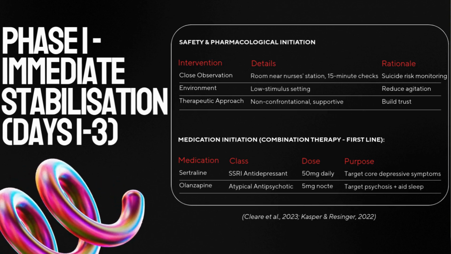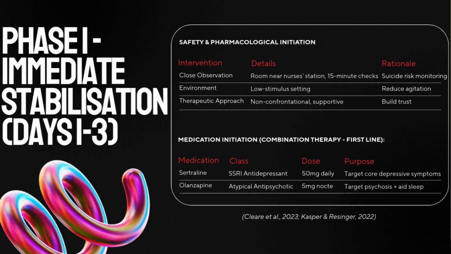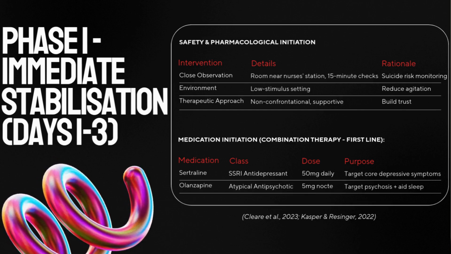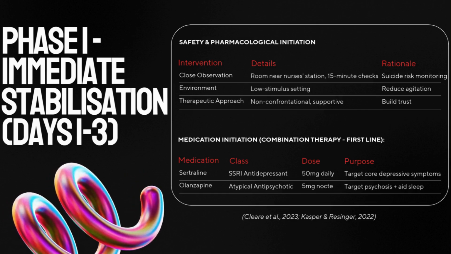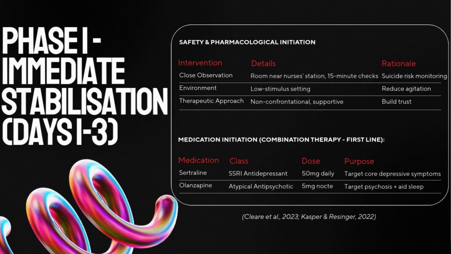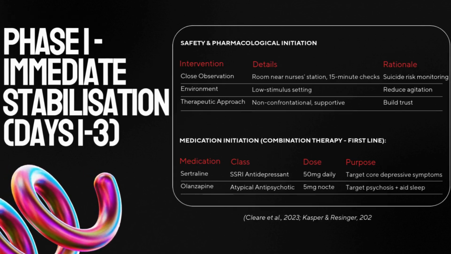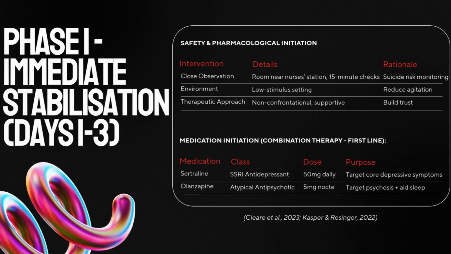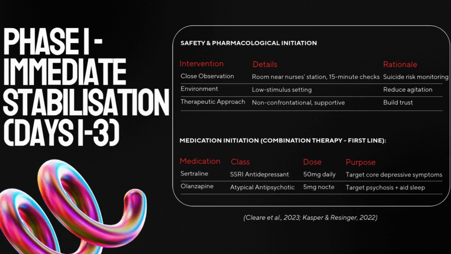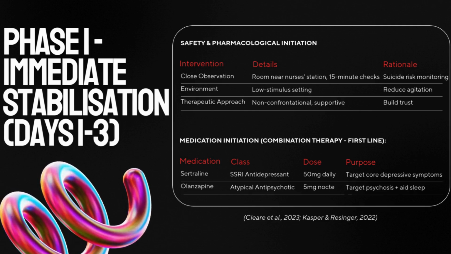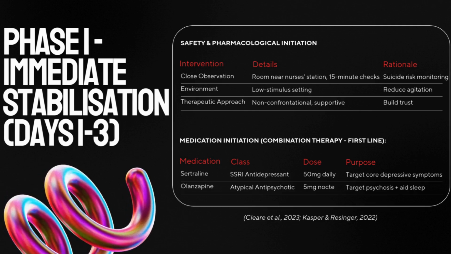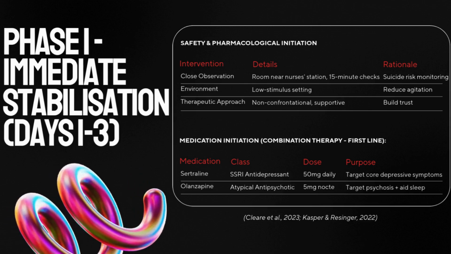Phase 1 occurred just before my posting began, but its effects were evident upon my arrival. The priority was safety. Encik Azman was placed in a room near the nurses' station with 15-minute close observations due to his suicidal ideation. A low-stimulus environment was maintained to reduce agitation. The nursing staff used a non-confrontational, supportive approach to build trust and provide assistance with basic care like meals and hygiene.